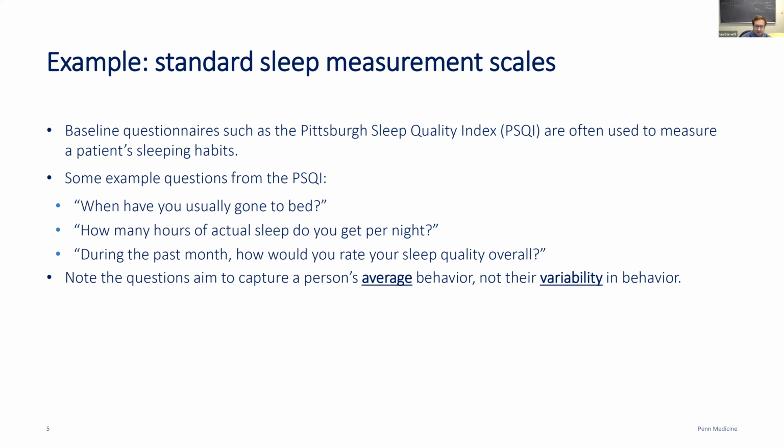So I just want to point out that these questions are kind of meant to capture average behavior and not variability, right? So you could have two people that have the same average sleep duration, but one person sleeps 7 hours every single night, and what if there's someone else who sleeps 9 hours one night and 5 hours the next? Those are quite different in terms of behavior. Even though if you just reported the average, you would not be able to tell the two apart.